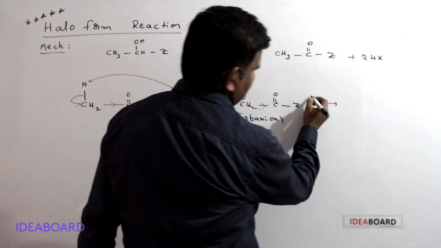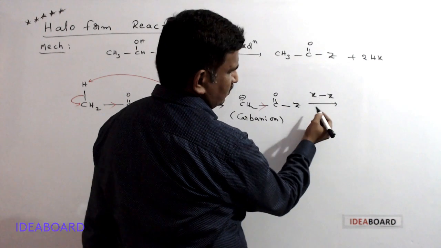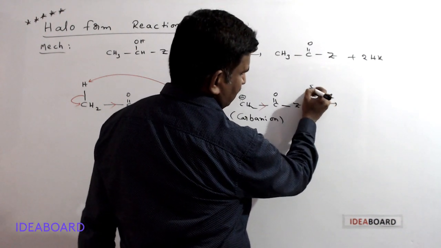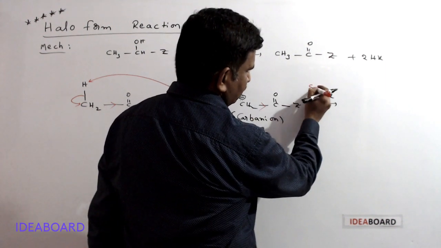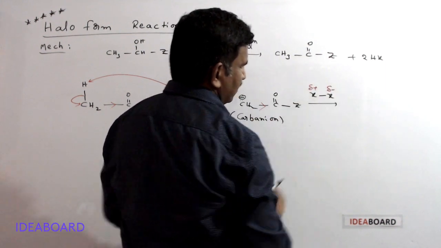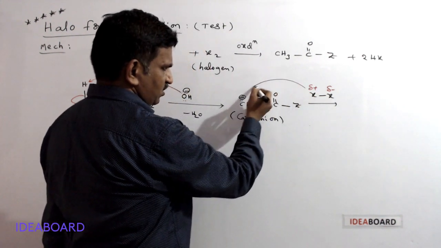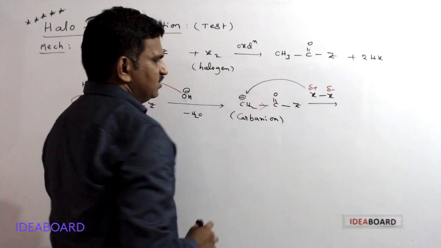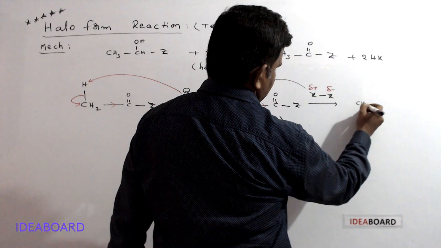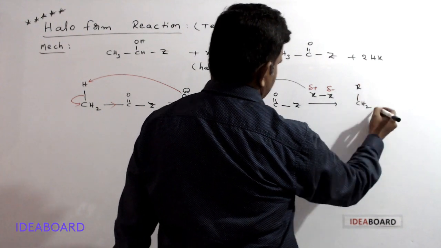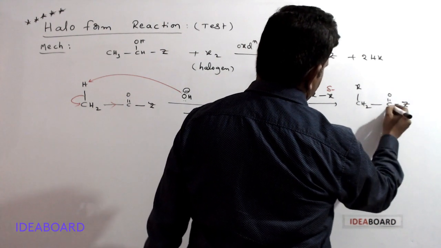Here, in the next step, we are taking halogen. Halogen means it contains two halogen atoms, and this is partial positive. I am writing this is partial positive and this is partial negative. Then the bond dissociates. The positively charged halide ion, or halonium ion, is attacking on this. So what is formed now? CH2X and C double bond O Z is formed.